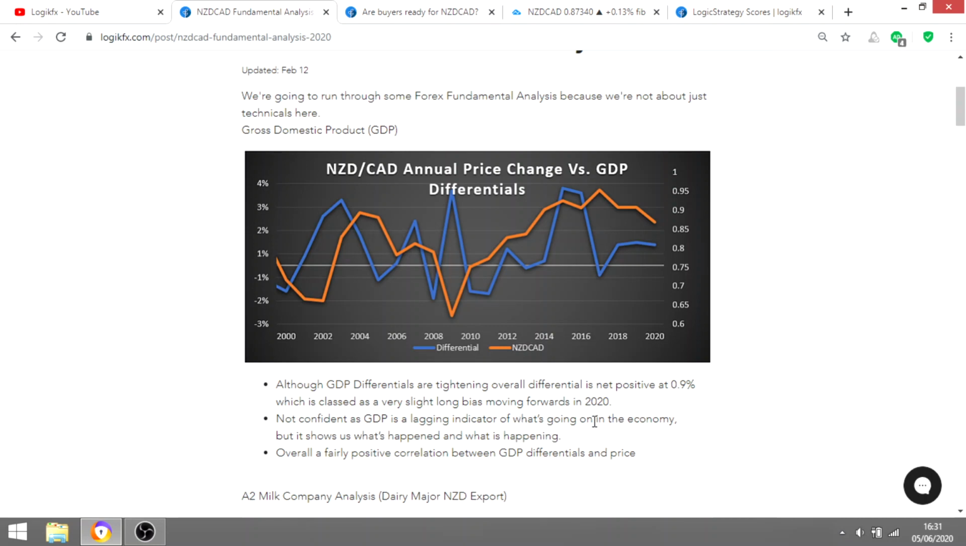Now, we're not confident, as the GDP is a lagging indicator of the economy and of what's going on, because there are a few factors that affect GDP, and those are actually released preliminary, and it gives you a chance to predict what's going to happen to the GDP in the future, which is what traders are potentially doing, and that's how you make money as a trader.